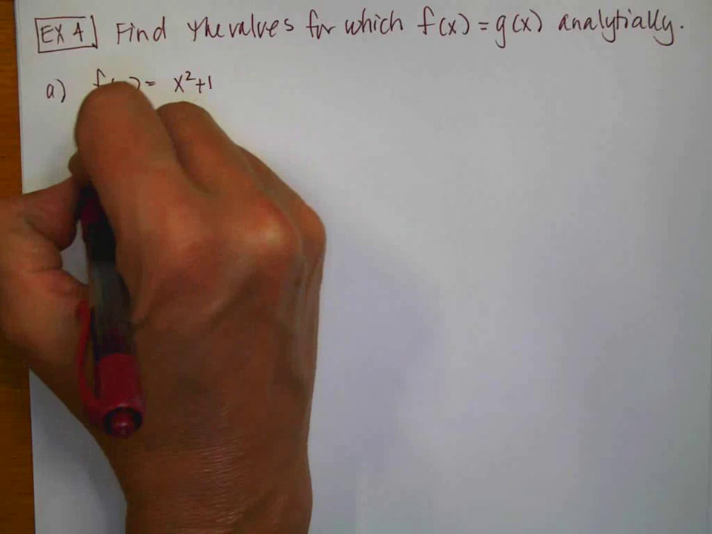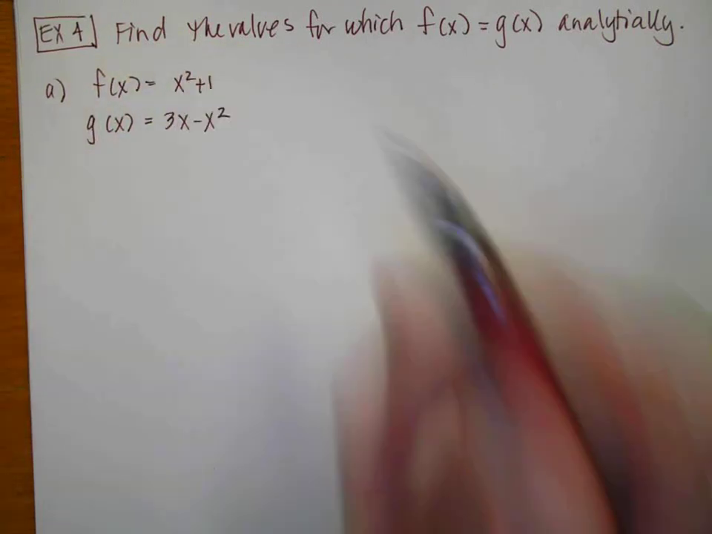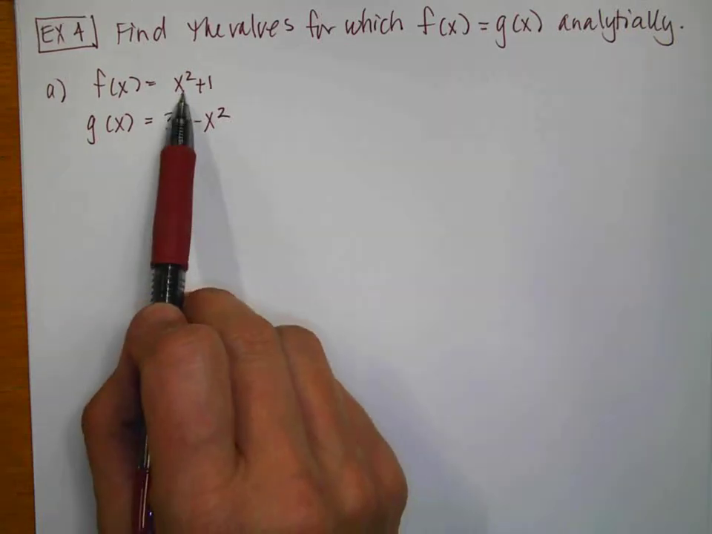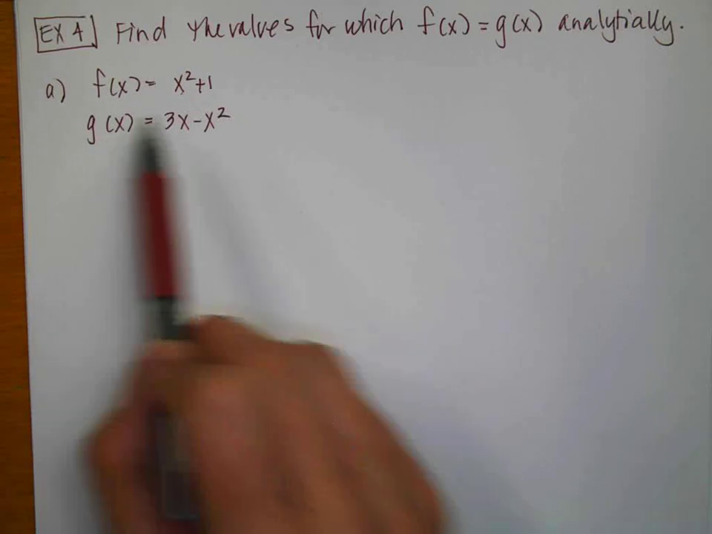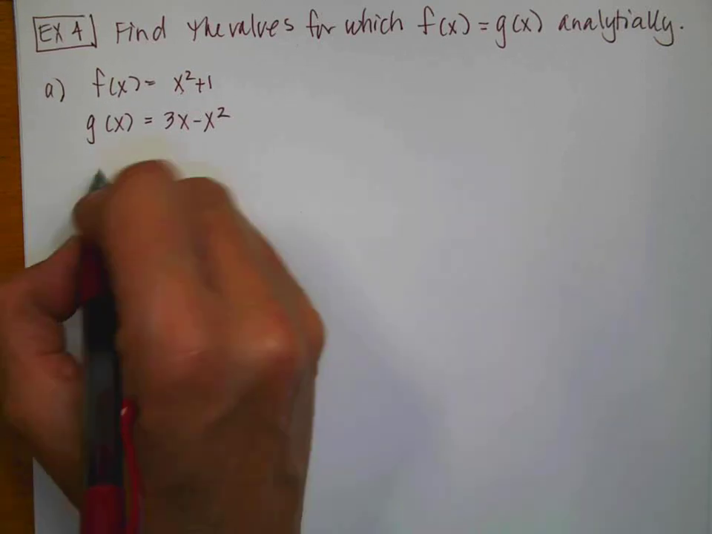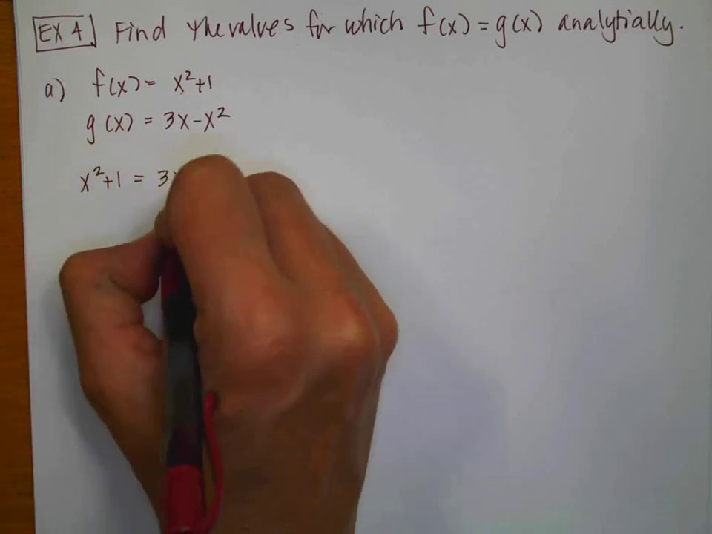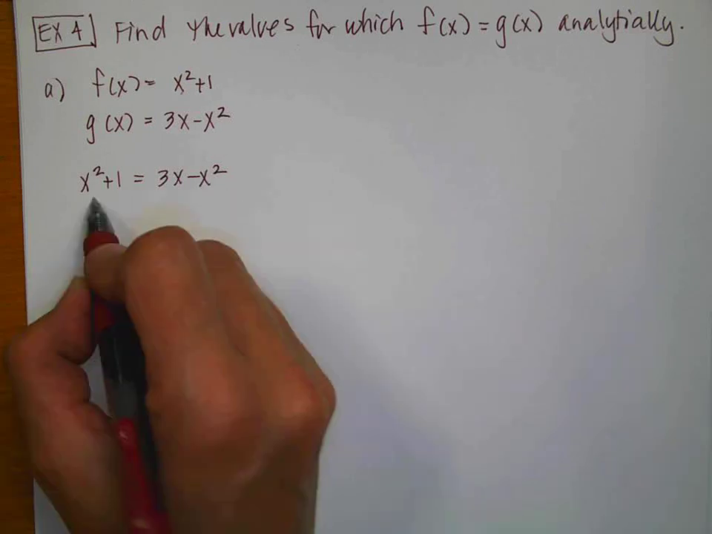f of x is going to equal x squared plus 1, and g of x is going to equal 3x minus x squared. So what this means is I want to find the value or values of x where these two equations are equal, right? That's what it says right there. So I'm just going to set these two equal right off the bat. x squared plus 1 is 3x minus x squared.